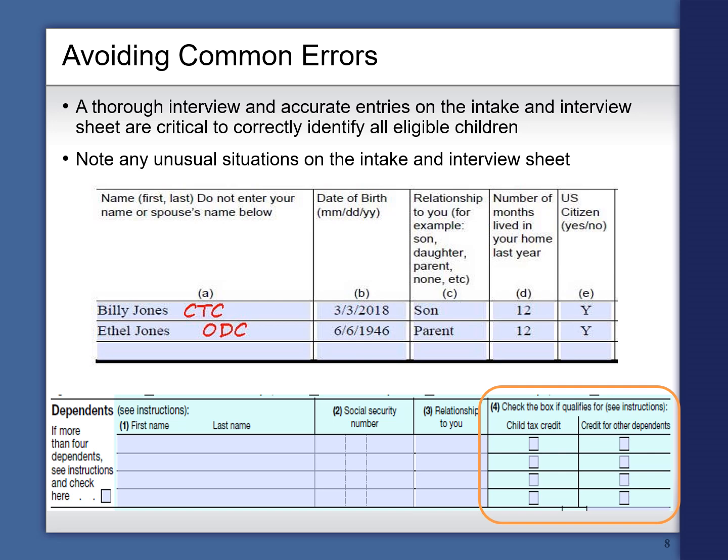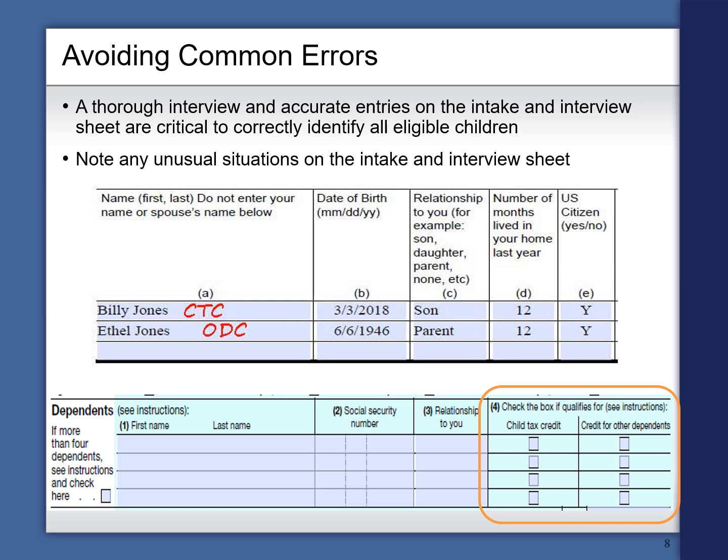When considering the child tax credit or credit for other dependent, it is critical to interview the taxpayer thoroughly to correctly identify eligible children. It is helpful to annotate the intake and interview sheet with your assessment of eligibility for these credits. In this example, the interviewer has written CTC for child tax credit next to Billy's name and ODC for other dependent credit next to Ethel's name.